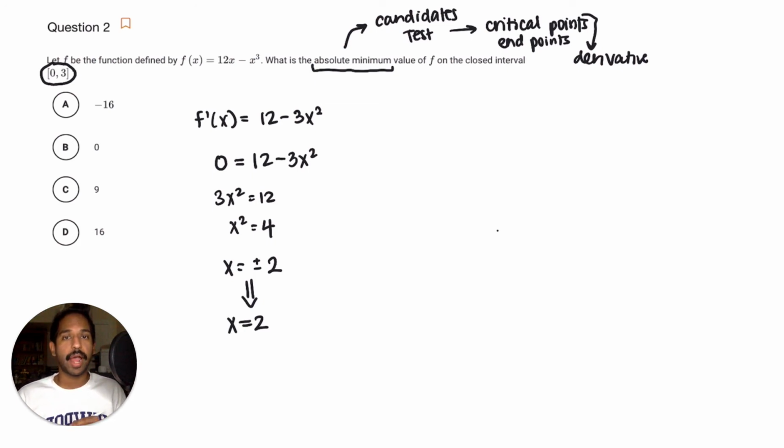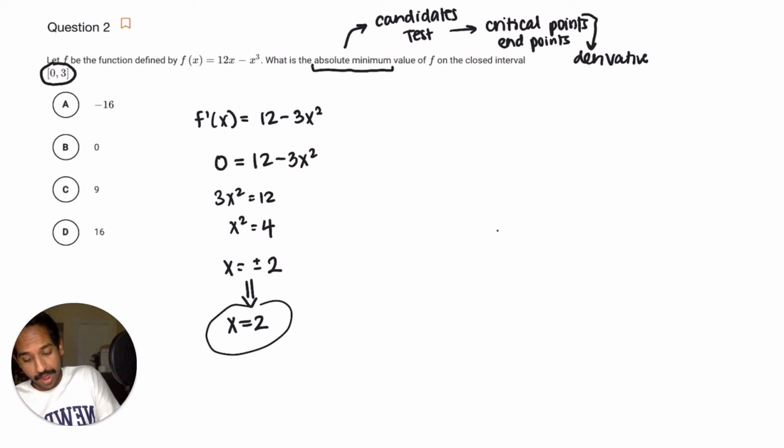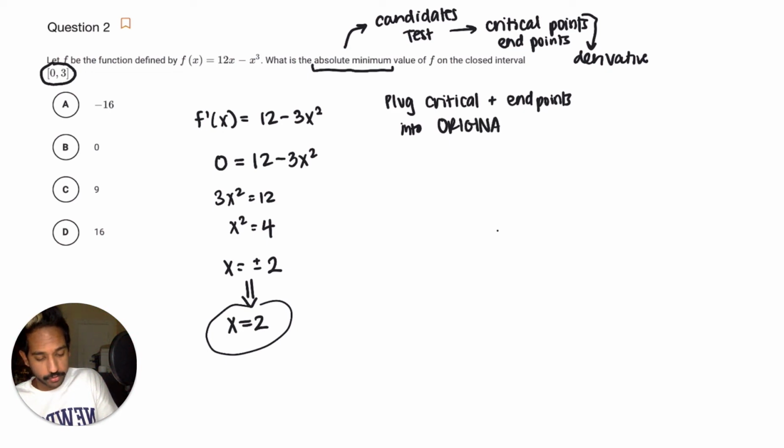And then when we're asked to find the absolute minimum, we have to test our critical points, which in this case we only have 1, and our endpoints 0 and 3. So we want to now plug that in. I'm going to write plug critical and endpoints into original function, right? We're not plugging this into our derivative. We're now plugging this into the original function to see which one gives us our absolute minimum, our lowest value.